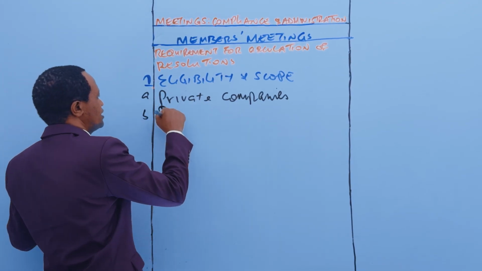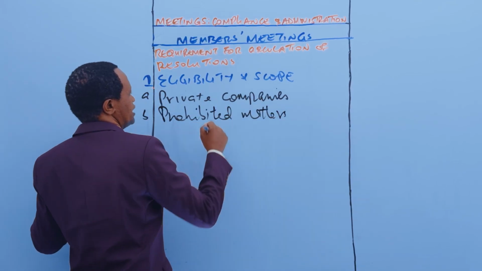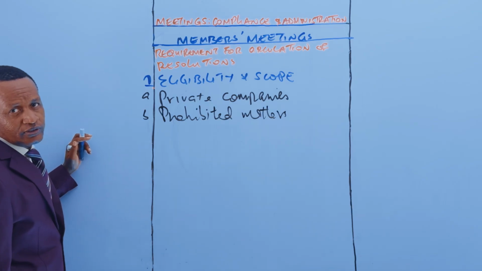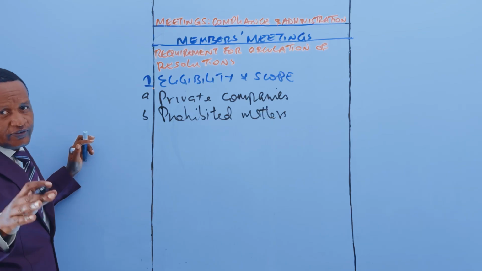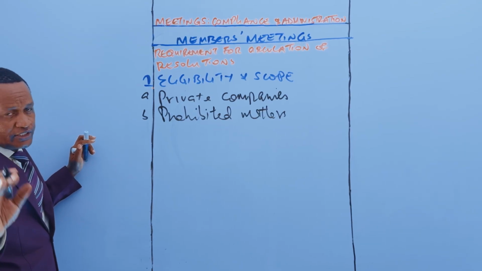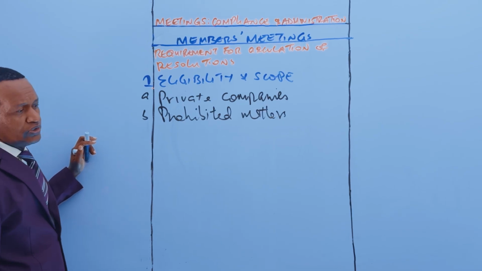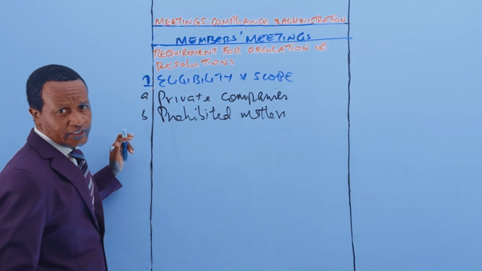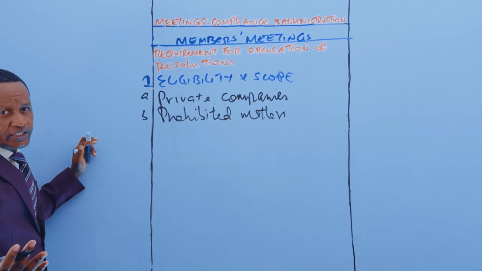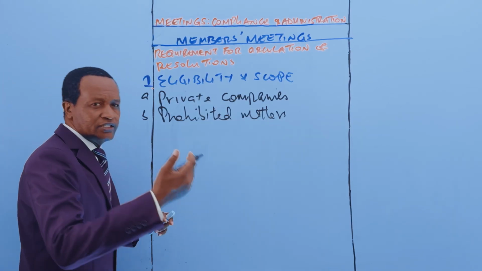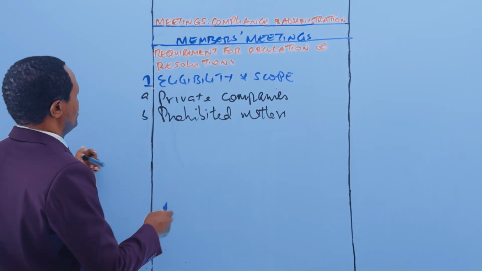We have prohibited matters. There are matters that cannot be passed using written resolutions. Even in private companies, a written resolution cannot be used to remove a director before the expiry of their term, or remove an auditor before the expiry of their term, because these require a special notice and a formal meeting where the individual has a right to be heard. So that's the first requirement.